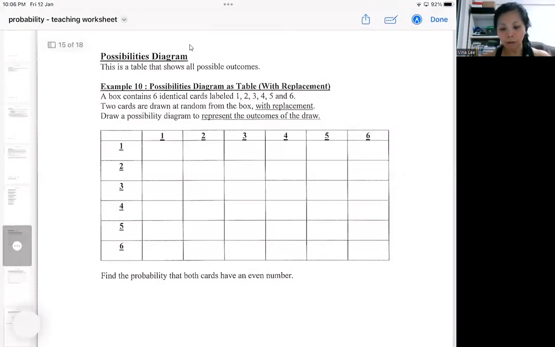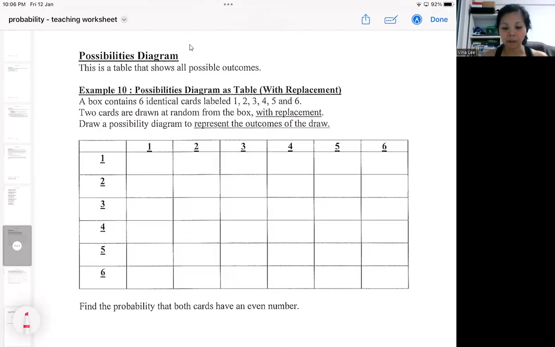Okay, so by now, if you have already come to this thing called a possibility diagram, you should already have an idea of what a probability tree diagram is. So you can think of this possibility diagram as an extension of the tree diagram. So what do I mean by an extension? For example, let's look at this example first.